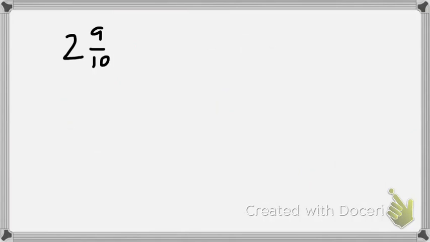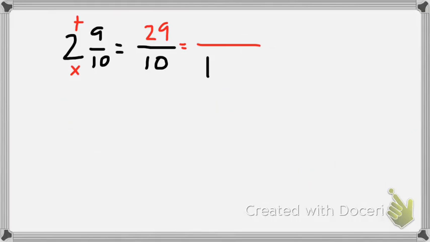Let's try one more. 2 9/10. So my denominator is going to stay 10. 10 times 2 plus 9. So 10 times 2 is 20, plus 9 is 29. We want to get this out of 100%. So 10 times 10 equals 100. And 29 times 10 equals 290.